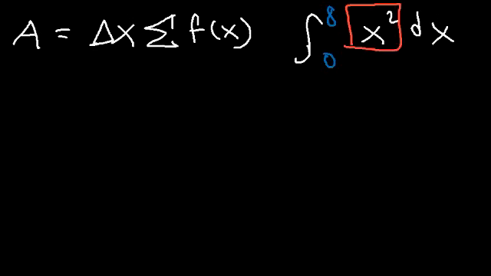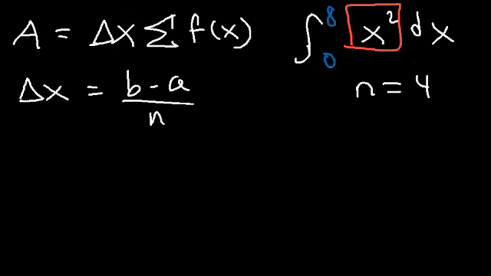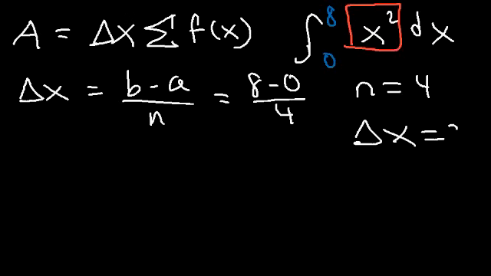Next, we need to calculate the width of the rectangle, or the width of each interval. Delta x is going to be b minus a over n. So we're going to approximate it using 4 rectangles, so n is 4. A is 0, b is 8. So therefore delta x is 8 minus 0 divided by 4, and so delta x is 2.